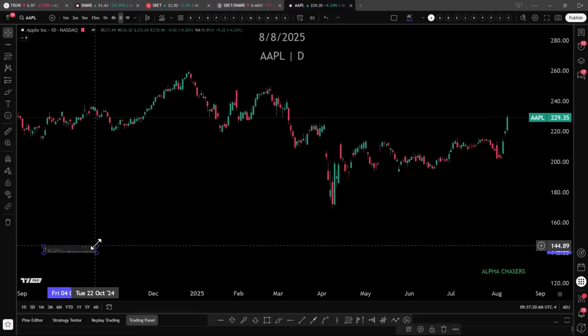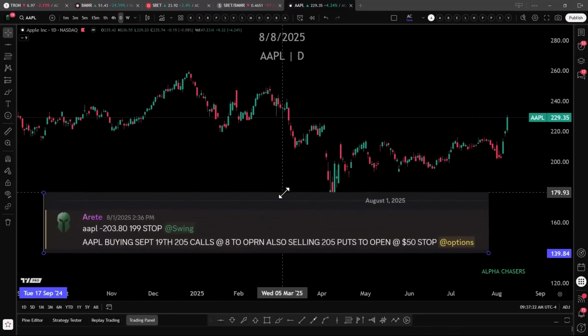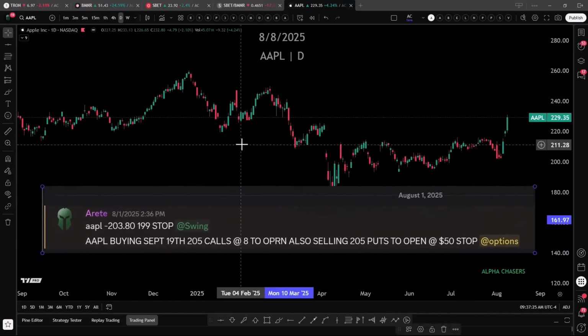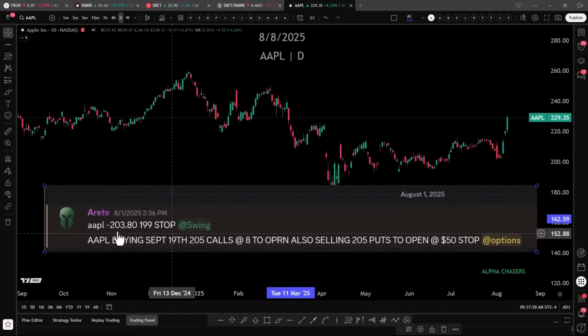And here, I'll show you down here. So you can see, these are alerts I put out to get into Apple where our stop was. And I also bought calls on it, the 205s, which I closed yesterday. I think they were up like 200 and something percent.